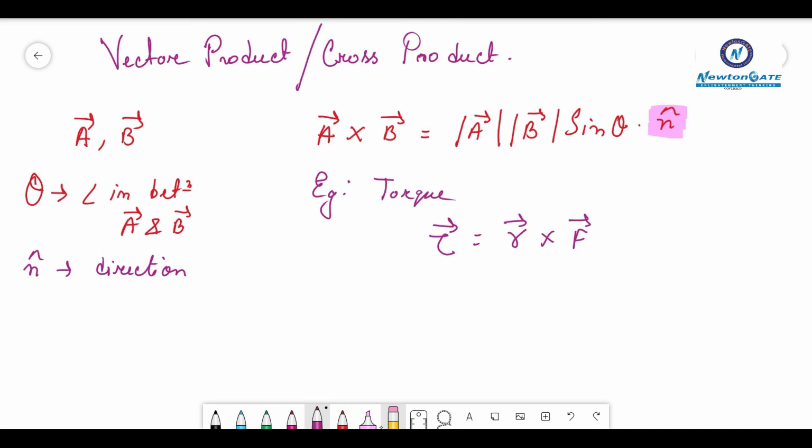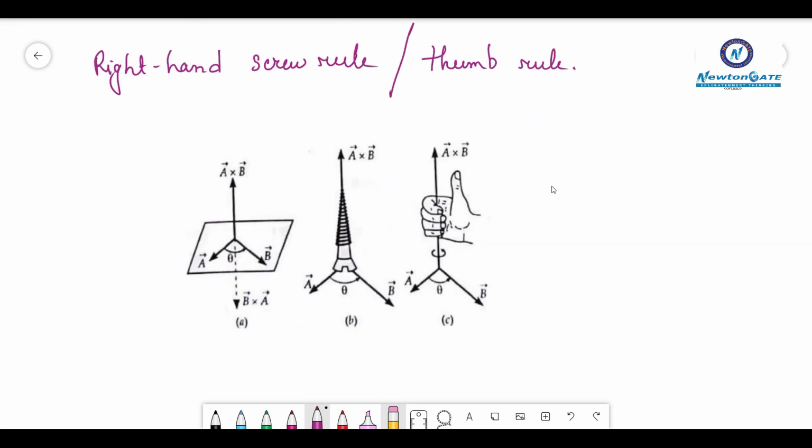Now we need to determine this n cap. So to determine this n cap, there is a rule or a process. To determine the direction of the vector product, we have two rules. One is right hand screw rule and the other is right hand thumb rule. They both tell us the same thing. So you can refer to this picture. See picture number A. If A and B, you can see the direction and theta is the angle in between them. So what is A cross B?